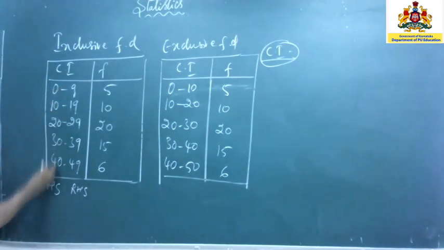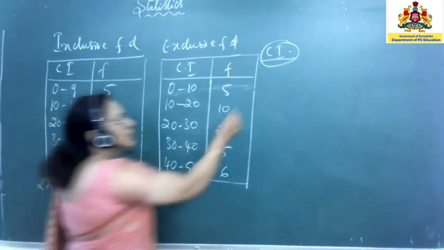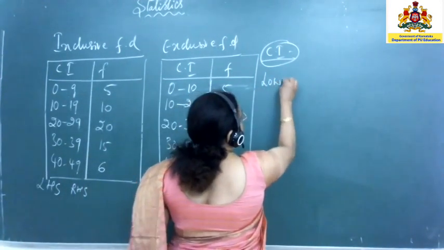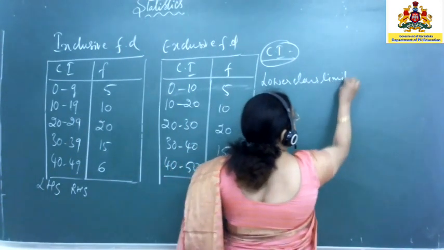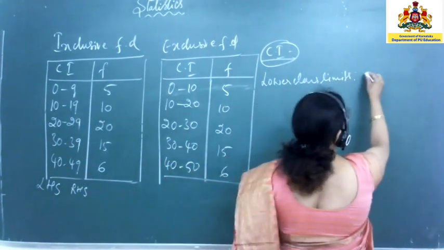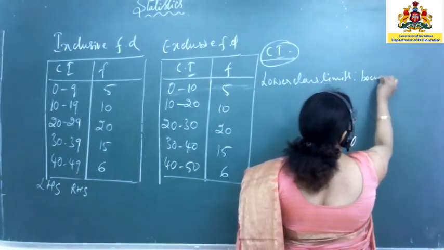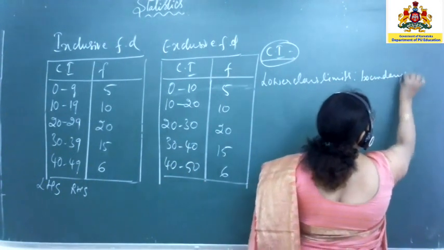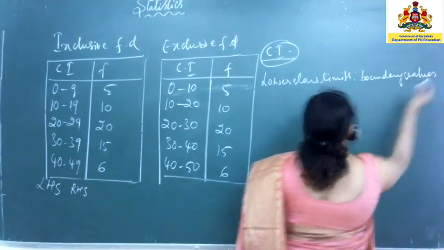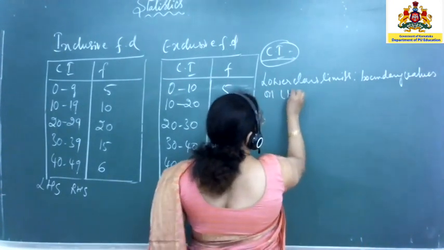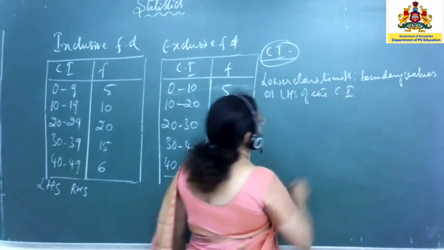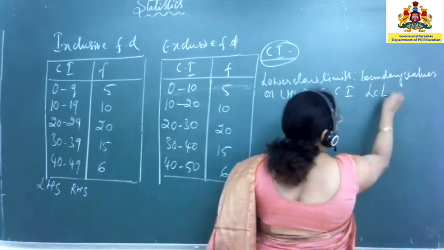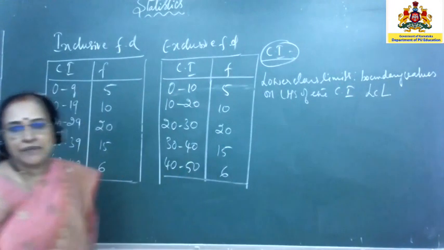Those boundary values which are on the left hand side of a class interval are called lower class limits. Now what are these? These are nothing but the boundary values on the left hand side of the class intervals. Now you can denote this by lower class limit, so this is denoted by LCL.